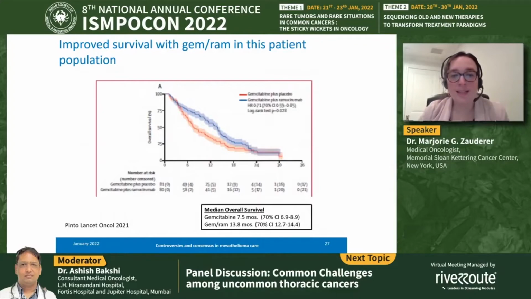Also, increasingly, even in patients who receive first-line chemotherapy for, let's say, PD-L1 negative epithelioid disease, often in the second-line setting, they will then receive dual immunotherapy or single-agent immunotherapy. And we don't know if that impacts the efficacy of this regimen.